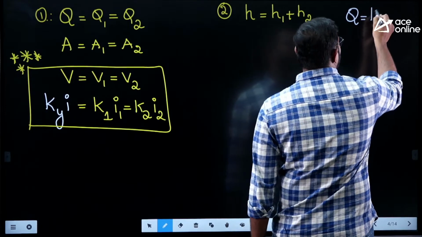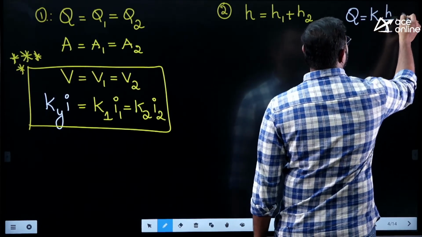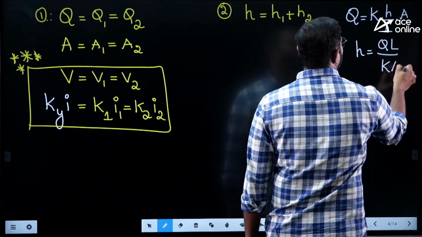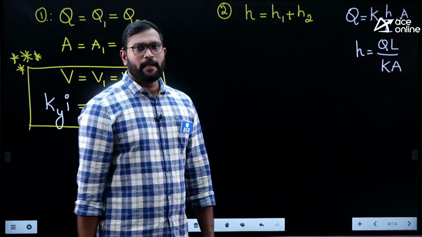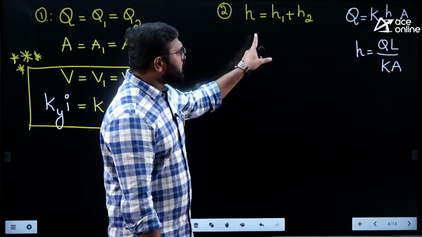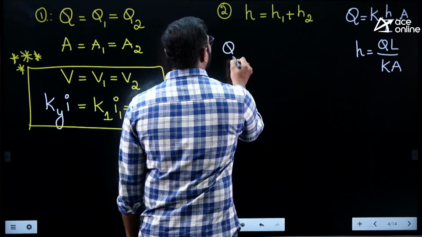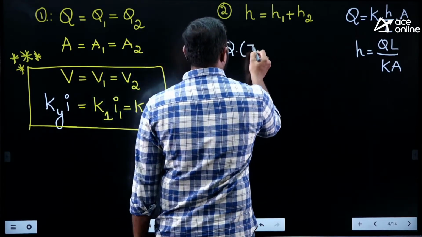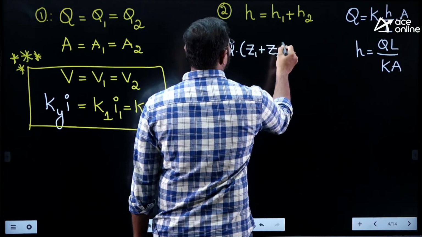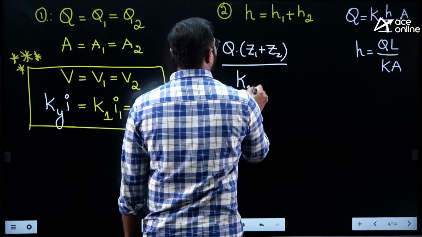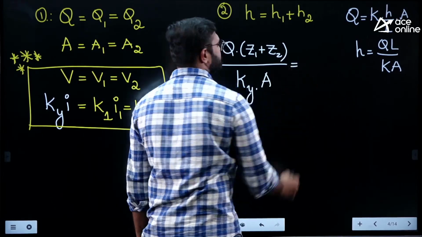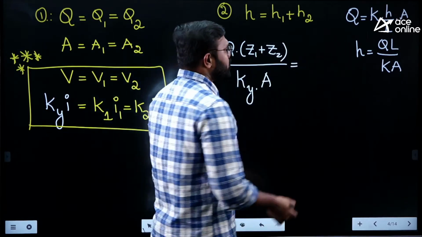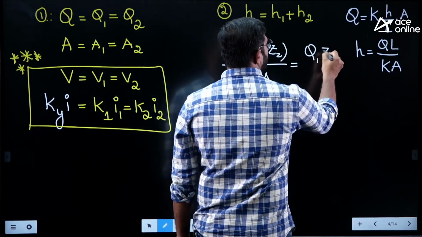Q is equal to kiA. i can be written as H by L, into A. Can I write H as QL by kA? Yes, QL by kA. Then what is H? The total flow rate into the total distance travelled by the water, Z1 plus Z2, by Ky into area, is equal to, for the H1, head loss in soil 1, flow rate in soil 1, seepage length in soil 1.